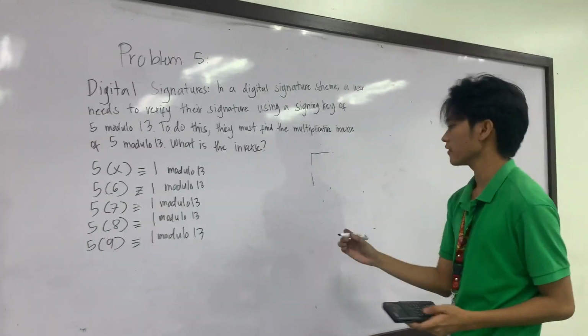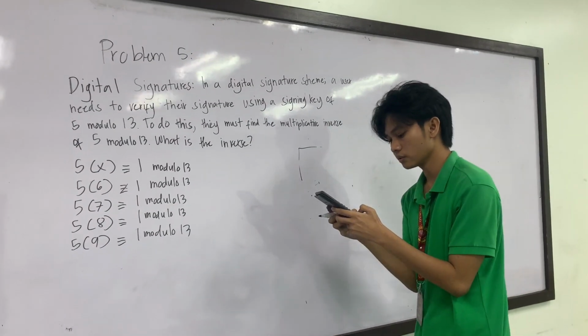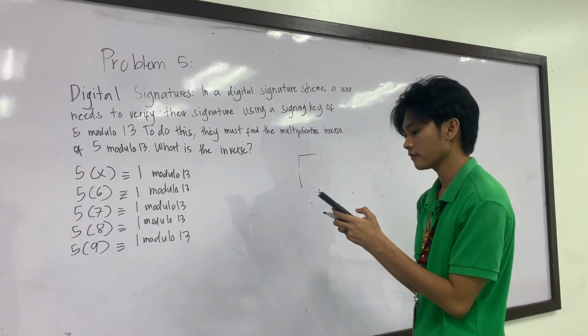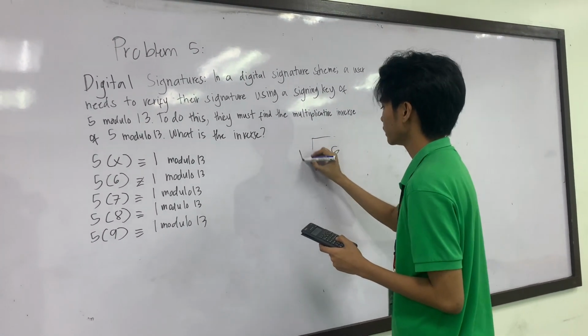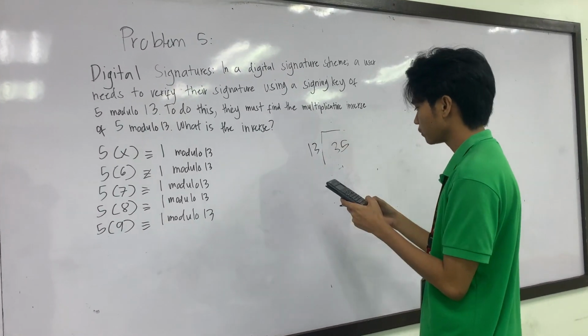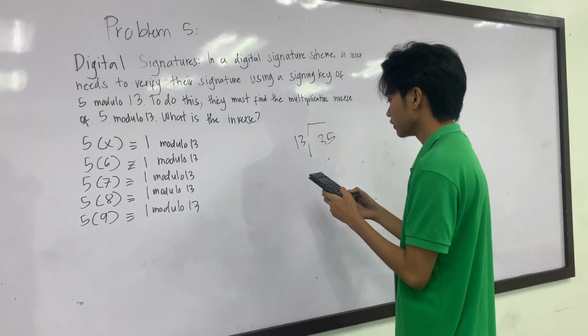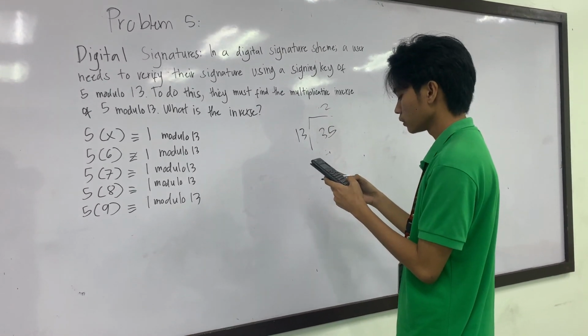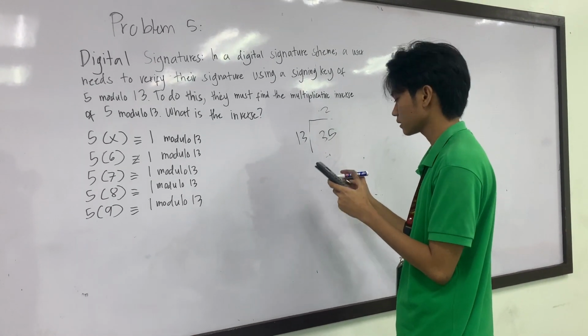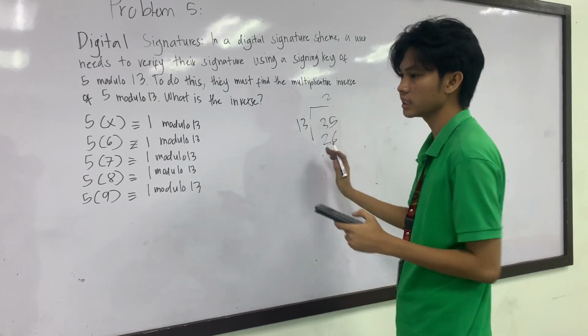So next is 7. Let's try 7. So 5 times 7 is 35. 35 divided by 13 is 2. 2 times 13 is 26. So it's still not the inverse.